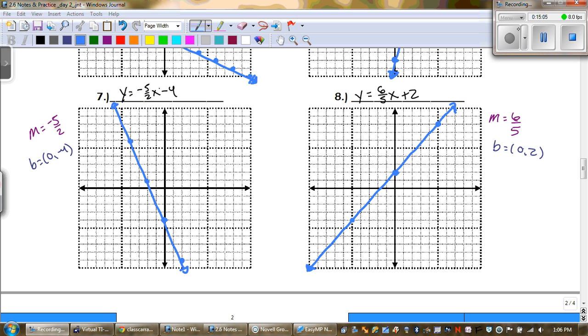Okay, and there are the two lines. Now, if you are still having trouble with this, you need assistance, please come find Ms. Carranza or myself. We would love to help you out.